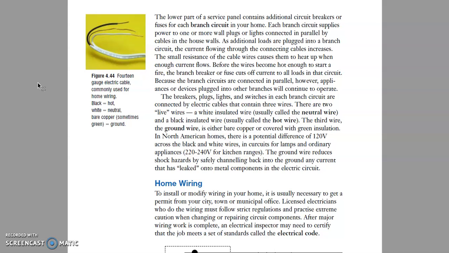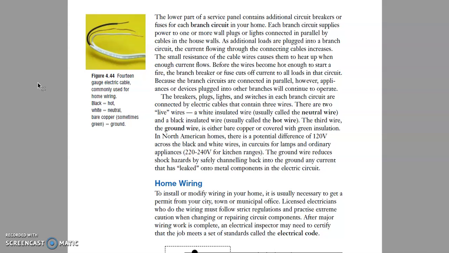Now, what I mean by a live wire is both the white and the black are wires that carry an electrical current. And if you were to take a voltmeter and measure the potential difference or voltage across those two wires, you would get 120 volts. Or in some cases, if it's for an appliance like in your kitchen, like your stove and oven, or different appliances that require more, it might be 220 or 240, but 120 is pretty standard for everything else. And so these wires are used to provide electricity to these appliances.